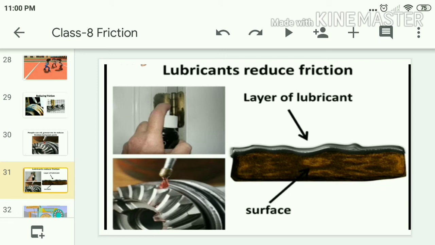These lubricants are applied between two surfaces in contact in machines, and we also observe them in hinges. How do these lubricants reduce the friction? As we apply them as a layer between the two surfaces, it forms a layer between them, thereby reducing the interlocking of the two surfaces, thereby reducing the friction.